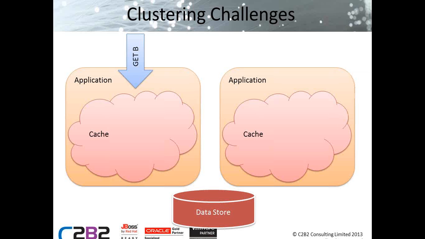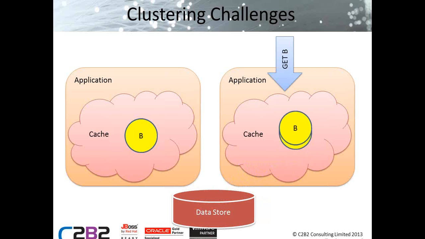So we do a get on our cache. We load our entity from the data store, and that entity sits in the cache. Then on another node, we do exactly the same. So now across our 2-node cluster, we have 2 copies of object B sitting in the cache.